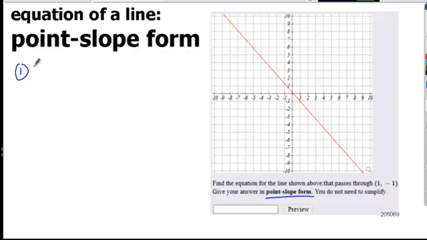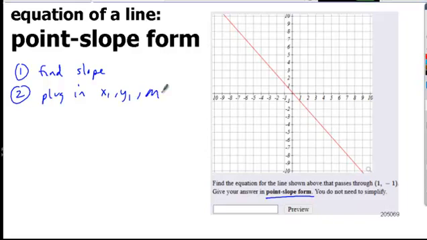If that's the case, what you would look to do is find your slope, either calculating or counting, and then plug in the information for x1, y1, and m, and just leave it in that form. You don't have to do anything else if it asks you to put it in point slope form.